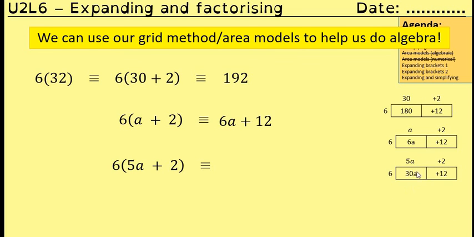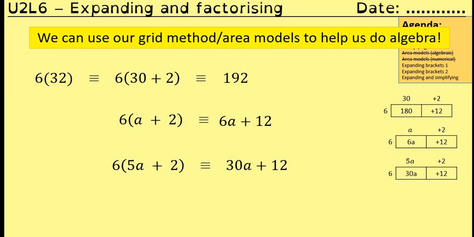But anyway, a really similar area model again, where we have 6 multiplied by 5a plus 2, and the area of our first rectangle would be 30a, and our second rectangle would again be positive 12, and just as in the previous 2 examples, to get our answer, we would just add the things up that are inside the grid. So the answer to this multiplication, 6 multiplied by 5a plus 2, is 30a plus 12.